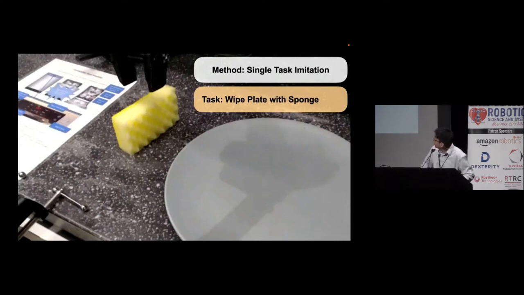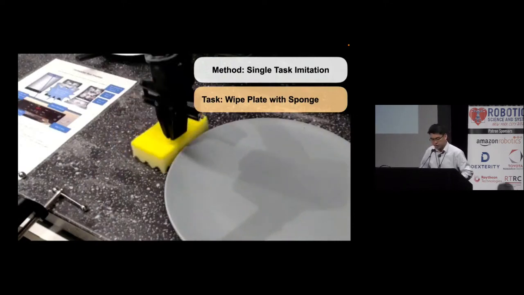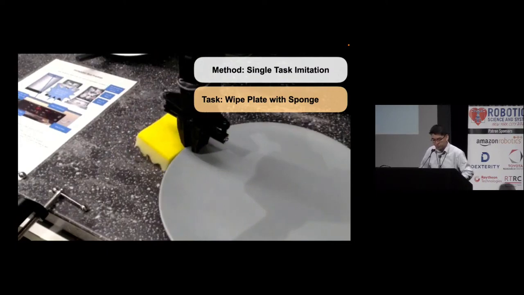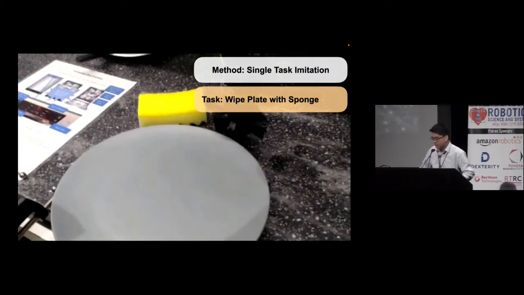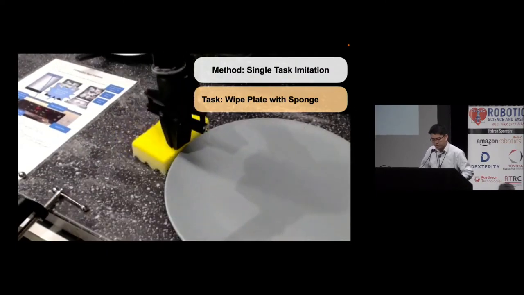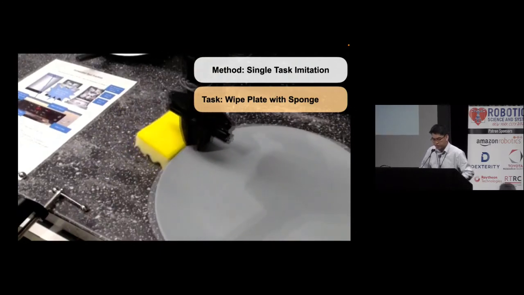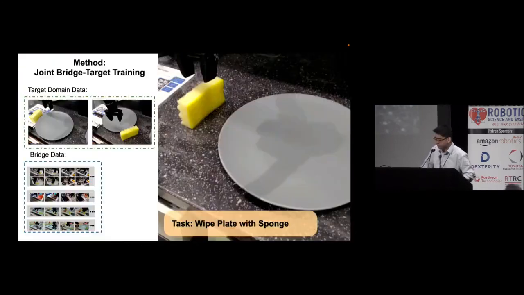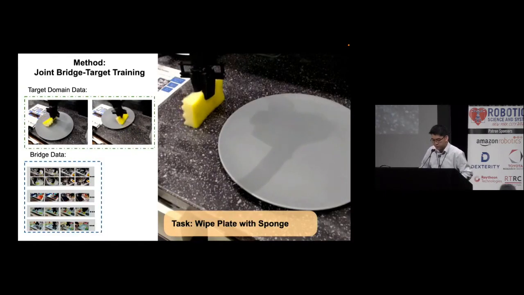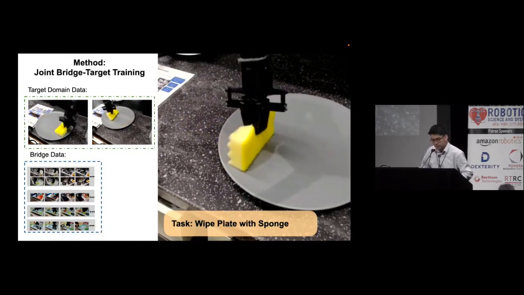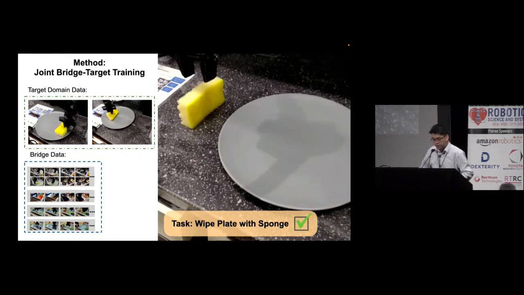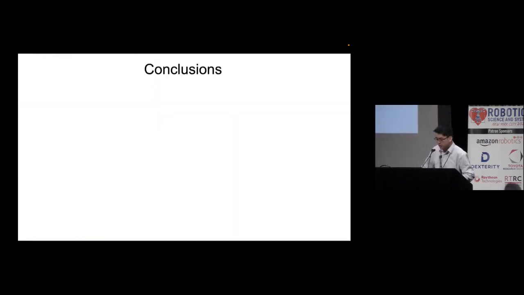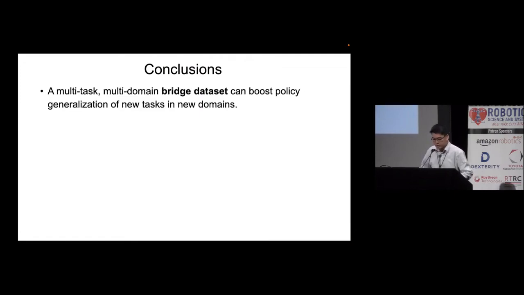Here, we attempt to learn the wipe plate with sponge task in a new real kitchen environment with only 50 demonstrations. A policy trained only on the target domain exhibits poor generalization and fails in most configurations. With joint training, the policy is able to reliably complete the task, even though the sponge object was never seen in bridge data.